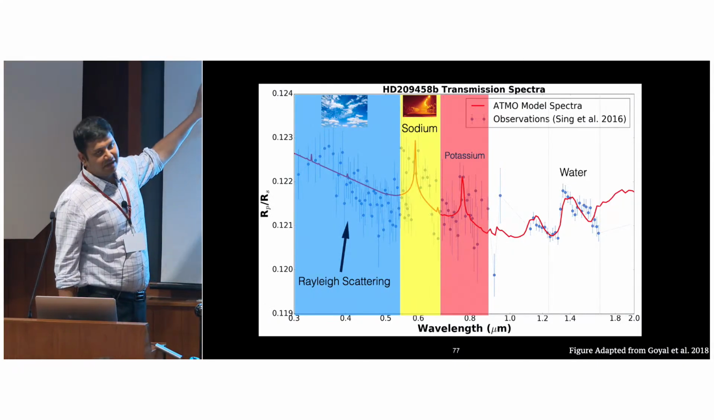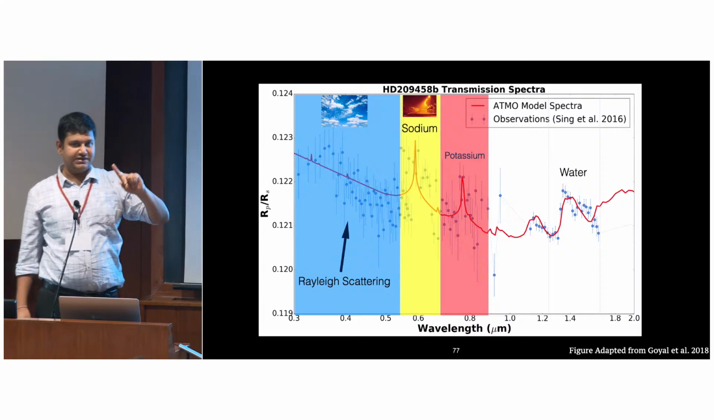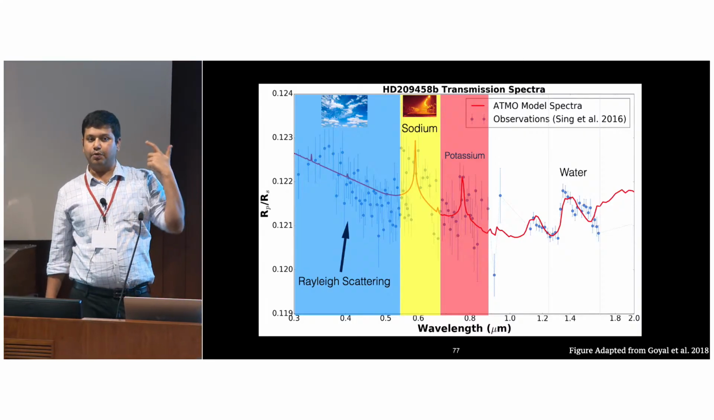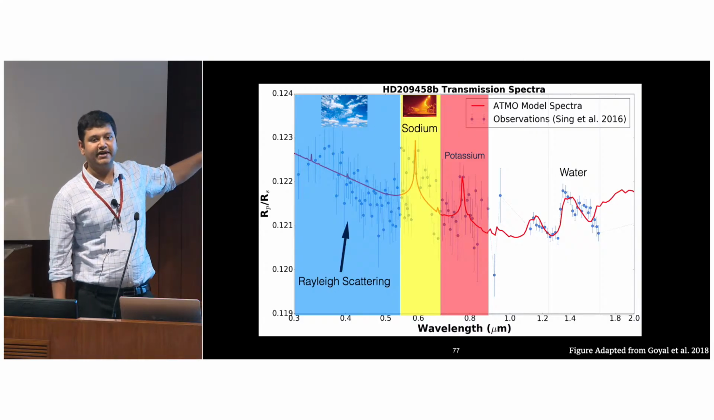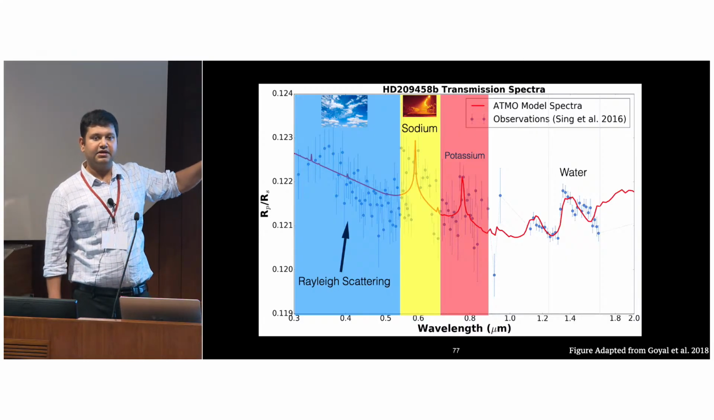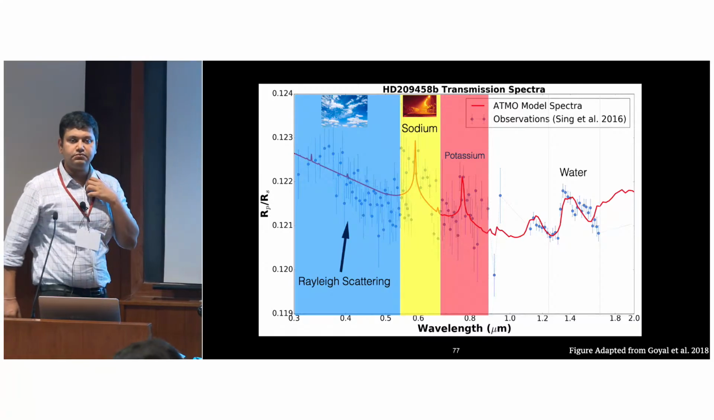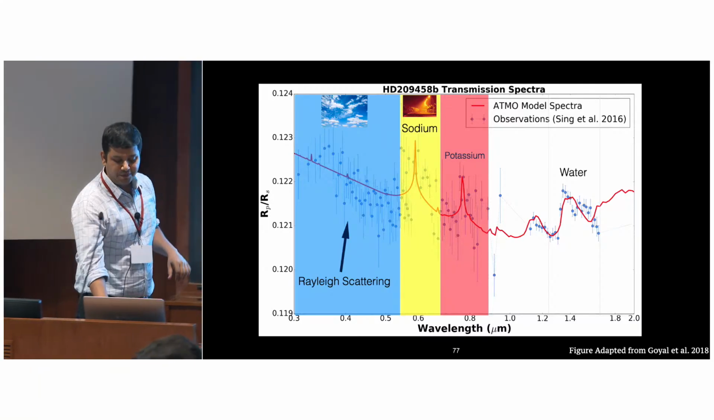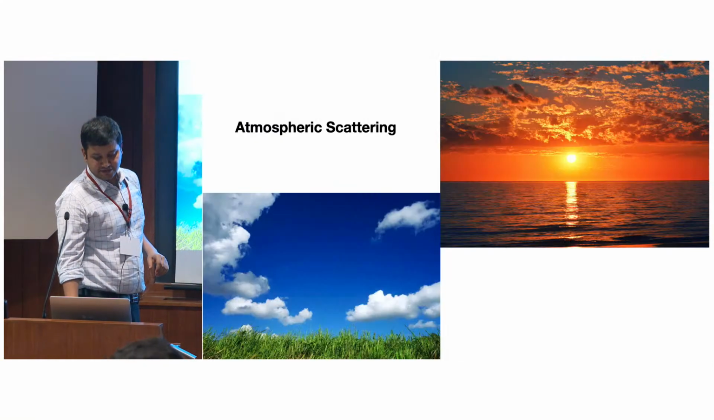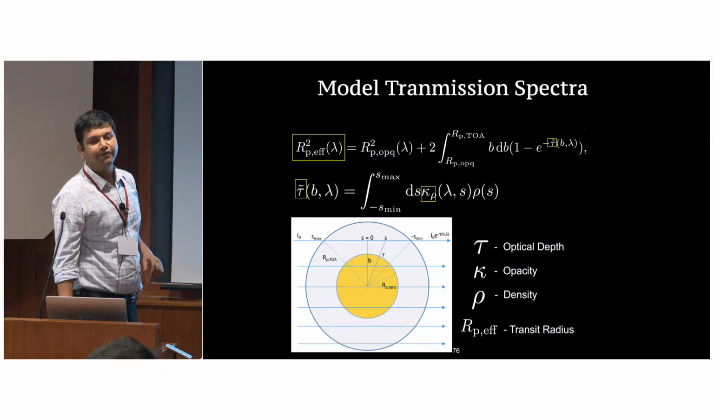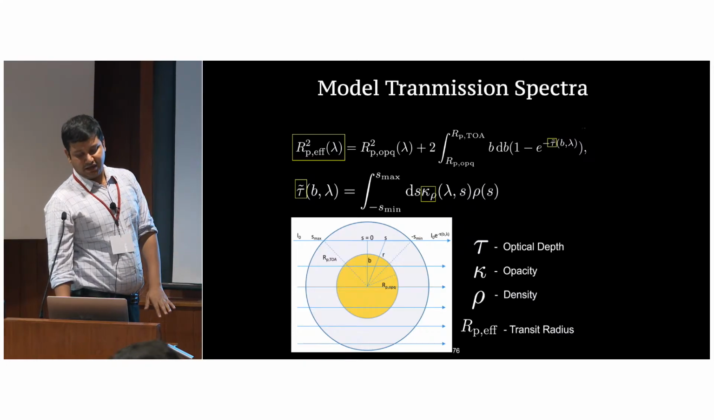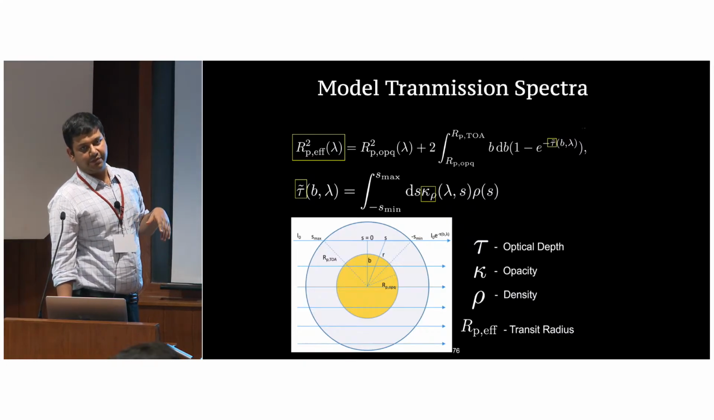Now you see, earlier I was showing you the observations. Now I have included the model, and now you see what all we have detected in the planets. Okay, yes. What does TOA stand for? Oh, top of the atmosphere. Yeah, top of the atmosphere. We are integrating from the opaque part of the atmosphere to the top of the atmosphere.